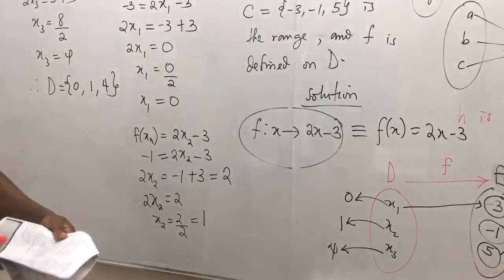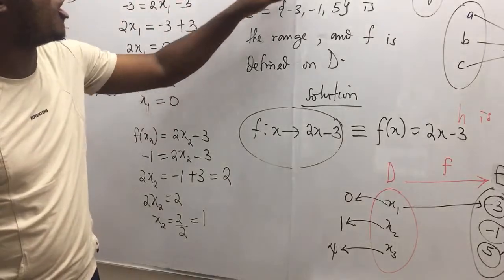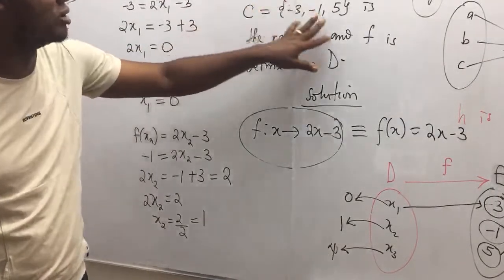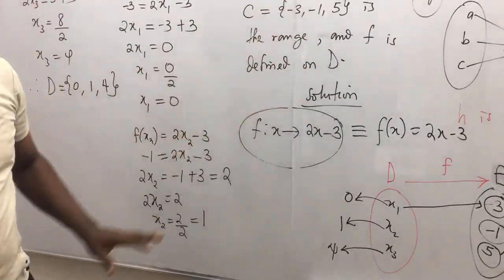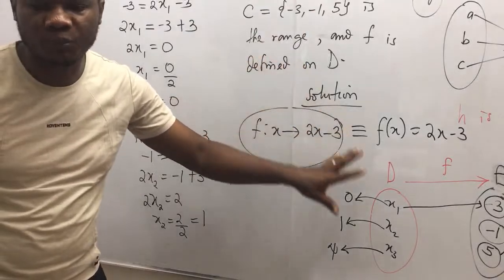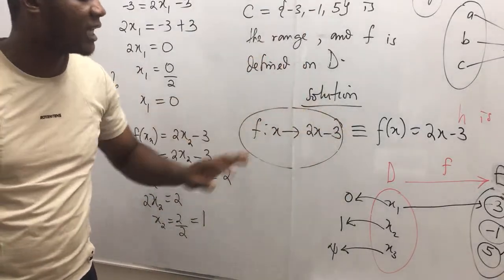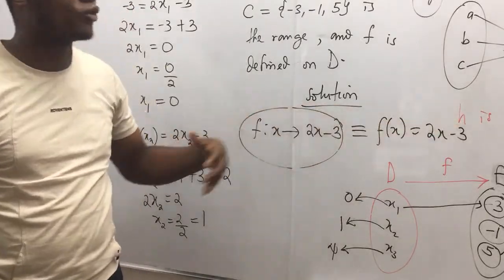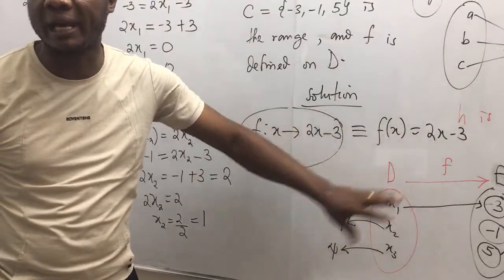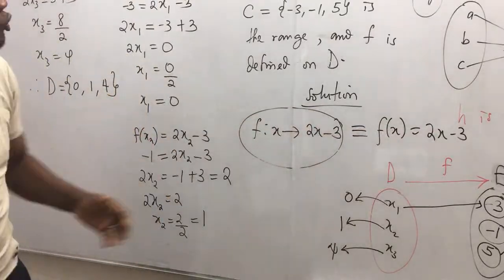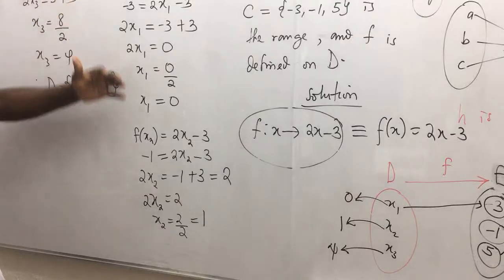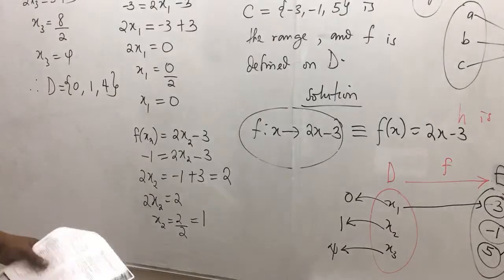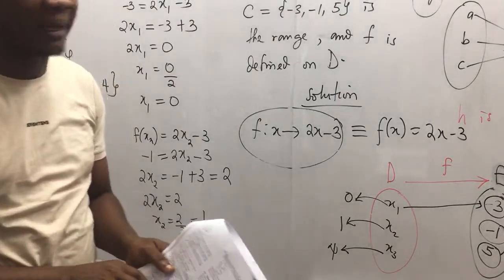So when the question says, determine the domain of the mapping, if the range is given by C equals this, then all you have to do is follow this procedure. Rewrite the expression given to you in terms of f of x equals something, and you could use the aid of an arrow diagram to get to know what to do. And the rest follow suit up to the answer. Now, that being said, let's go to question number 3.